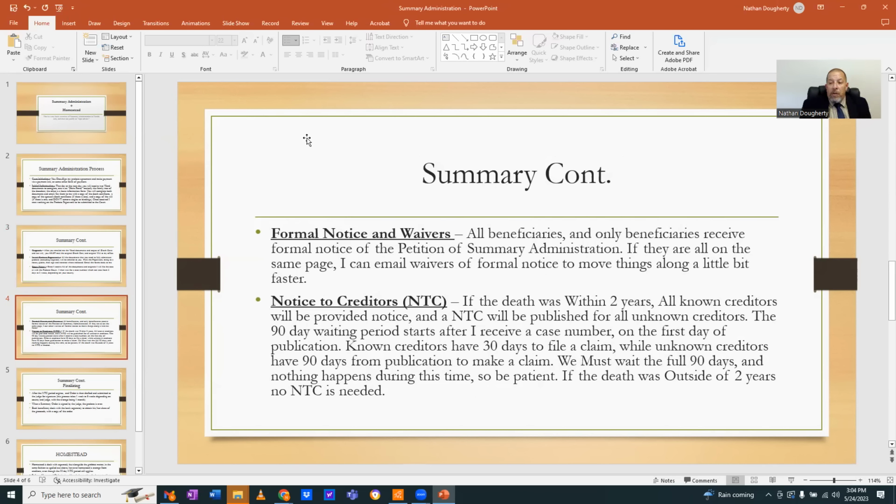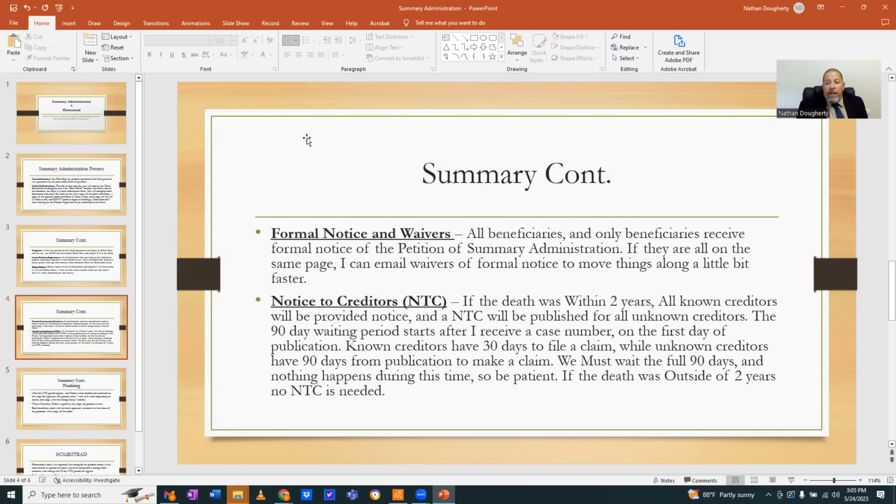Now, if the death was within 2 years, all known creditors, they're the creditors that we actually know about, are going to be provided notice, and a notice to creditors will be published in the newspaper for all unknown creditors. Then there's a 90-day waiting period. That starts after I receive a case number, on the first day of publication.